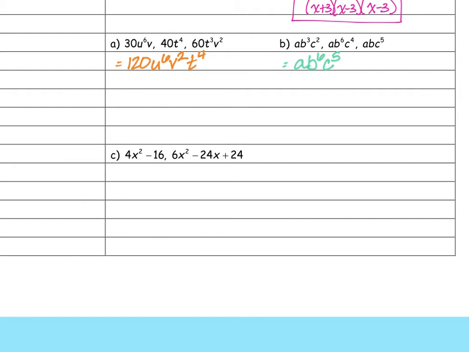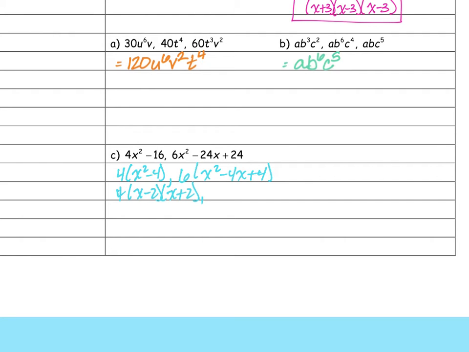And then the last one, I messed up when I was doing it because I did not see this, but somebody helped me see it, so thank you. Out of the first expression, I can factor a 4. So if I factor a 4 out, I get x squared minus 4. And then out of the second expression, I can factor a 6. So I get x squared minus 4x plus 4. And now I'm going to factor again. So I get 4 times x minus 2 times x plus 2.